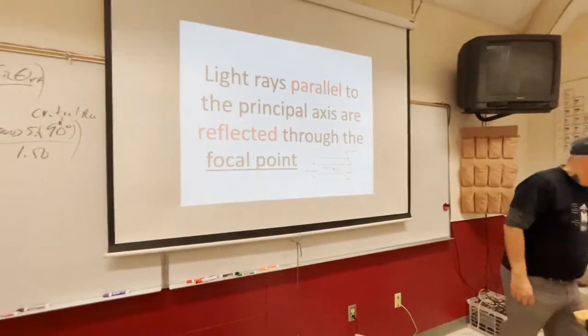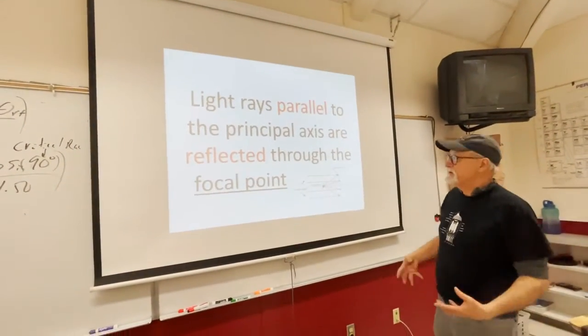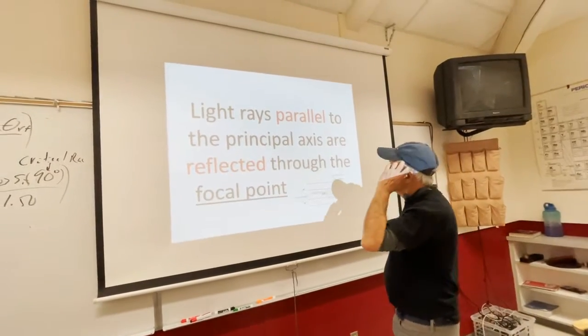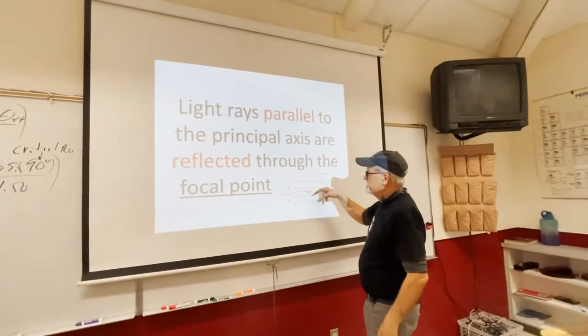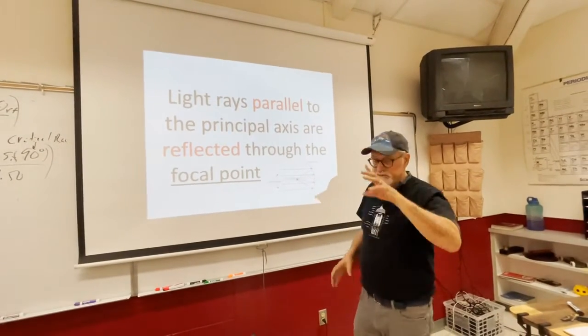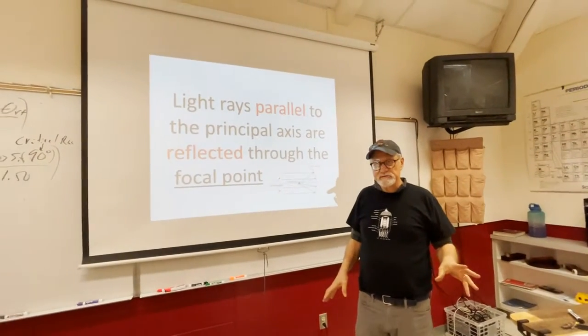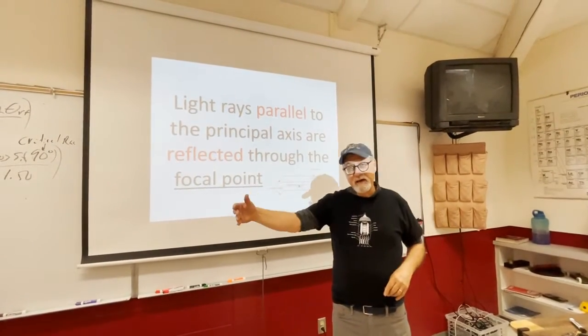Light, and here's the big idea. Light rays that come in parallel to the principal axis are reflected to the focal point. Now, the sun radiates light out in all directions, but it's like 93 million miles away.